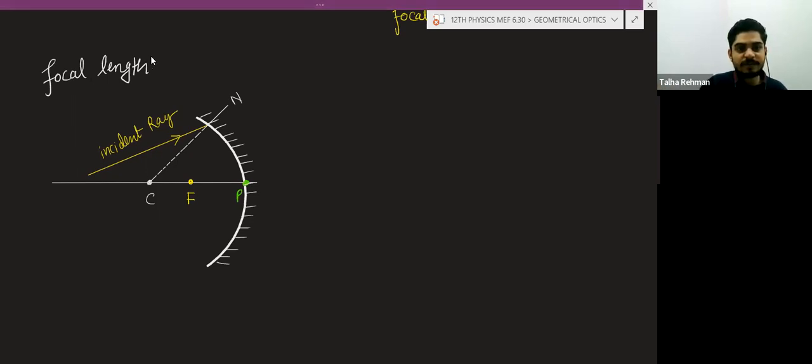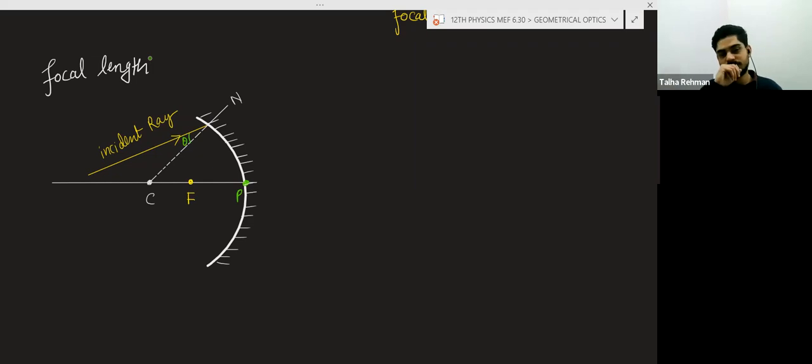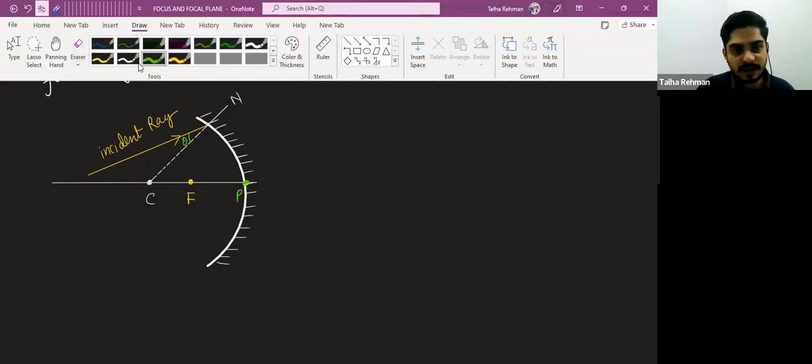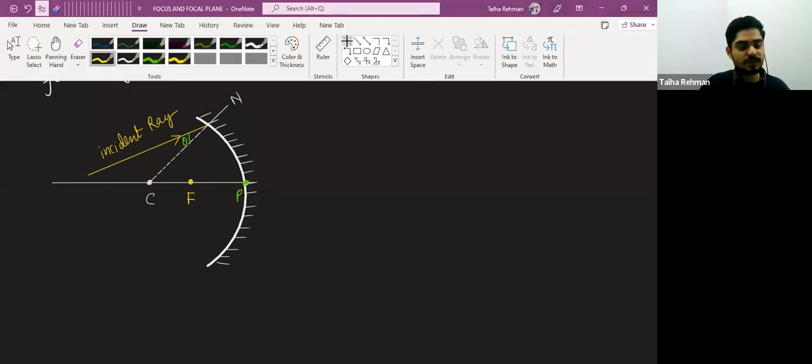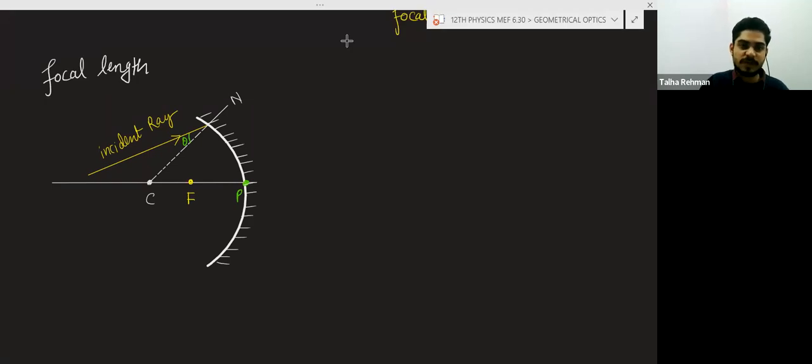The angle made by the incident ray with the normal is the angle of incidence. Suppose the angle of incidence is theta. Obviously this ray will be reflected back also. According to the angle of reflection, suppose this ray is reflected like this, no problem.